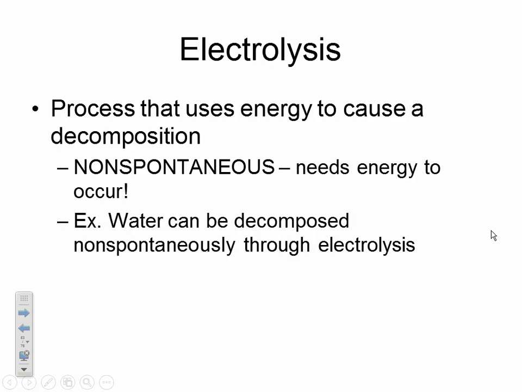So, what is electrolysis? Electrolysis is a process that will use energy to cause a decomposition to happen. Electrolysis reactions are almost always decompositions, but they're decompositions that would not occur on their own. That's what non-spontaneous means. It will need energy of some sort in order to happen. Water can be decomposed through electrolysis. Water doesn't normally decompose on its own, which is a good thing. It's a good thing that water doesn't just spontaneously break down, but you can get it to break down through electrolysis. And very typically in electrolysis, the energy that's used to cause this process to happen is electricity, electrical energy.